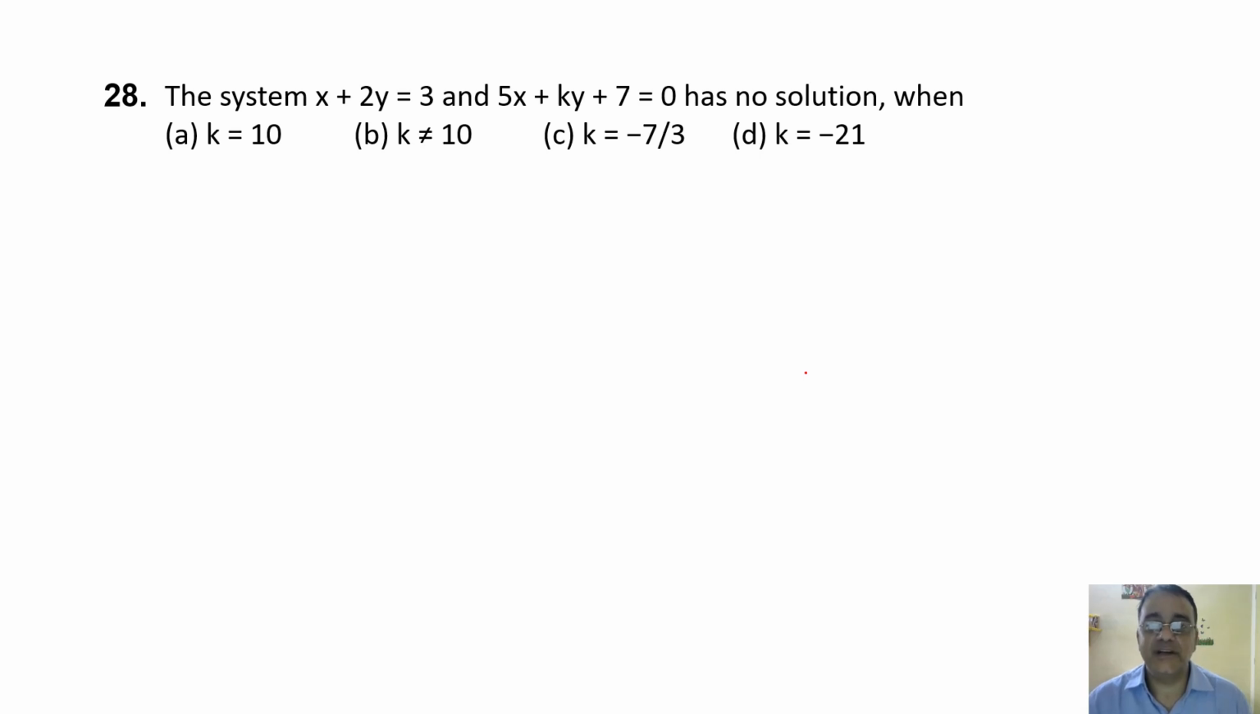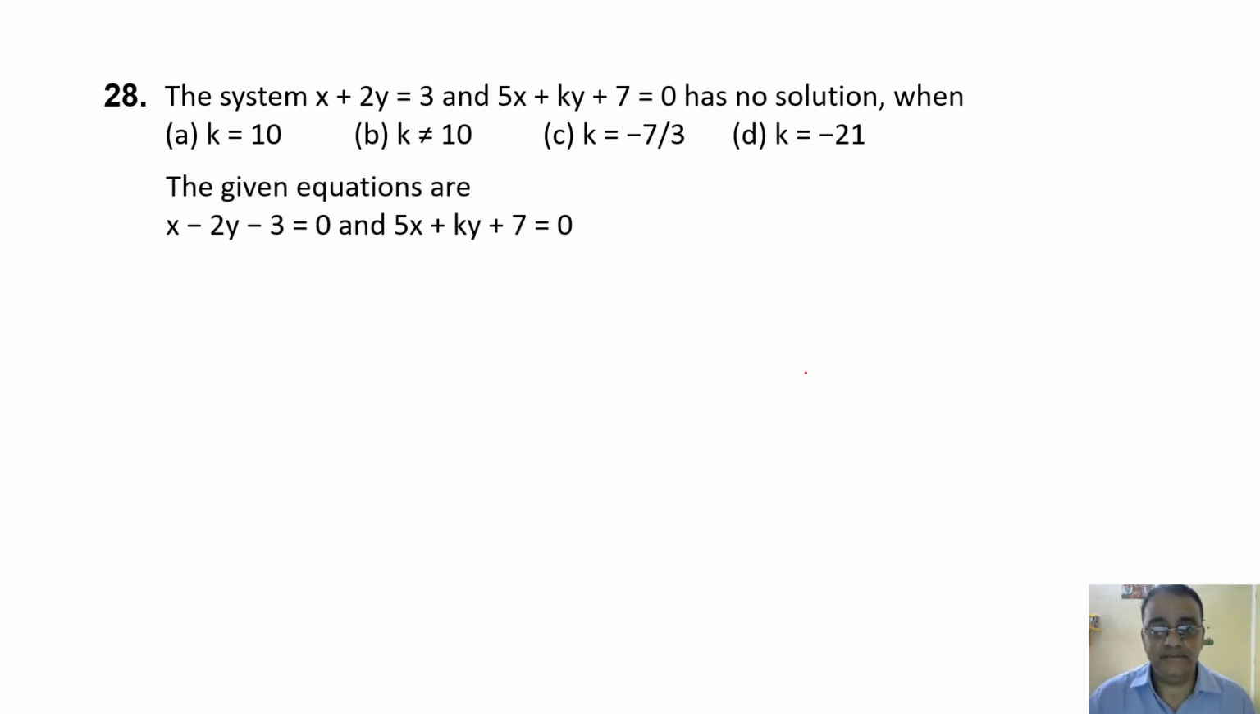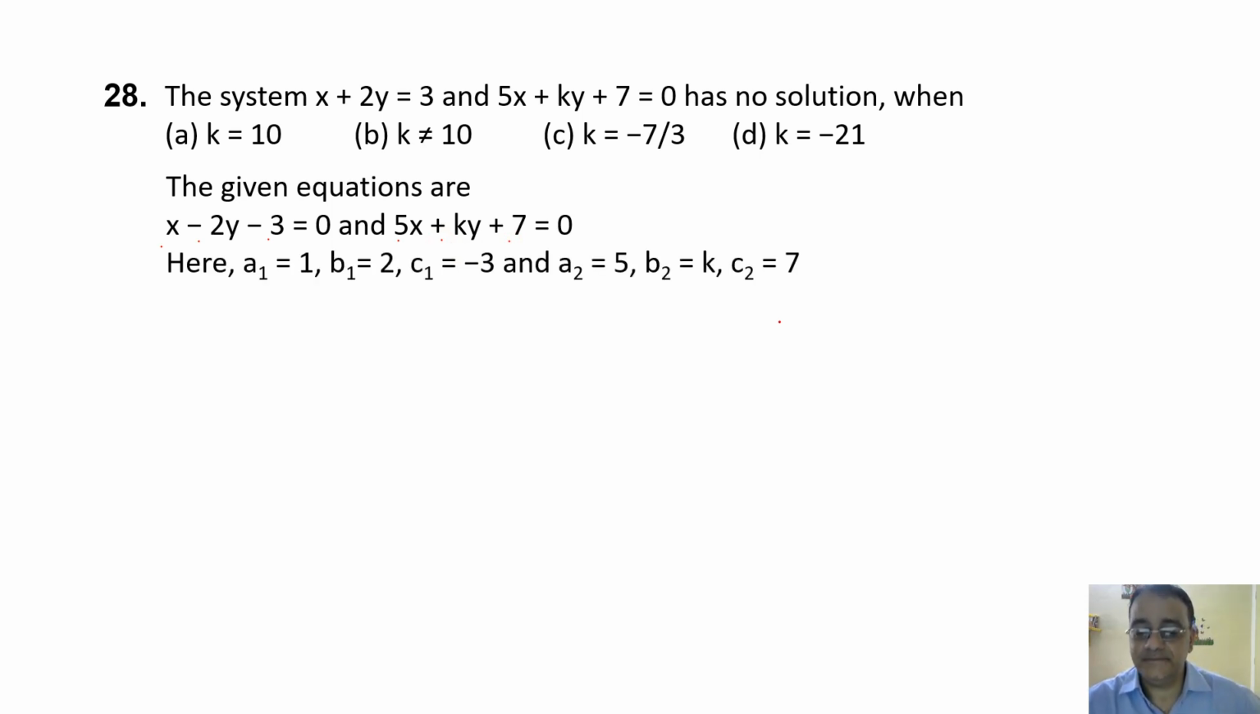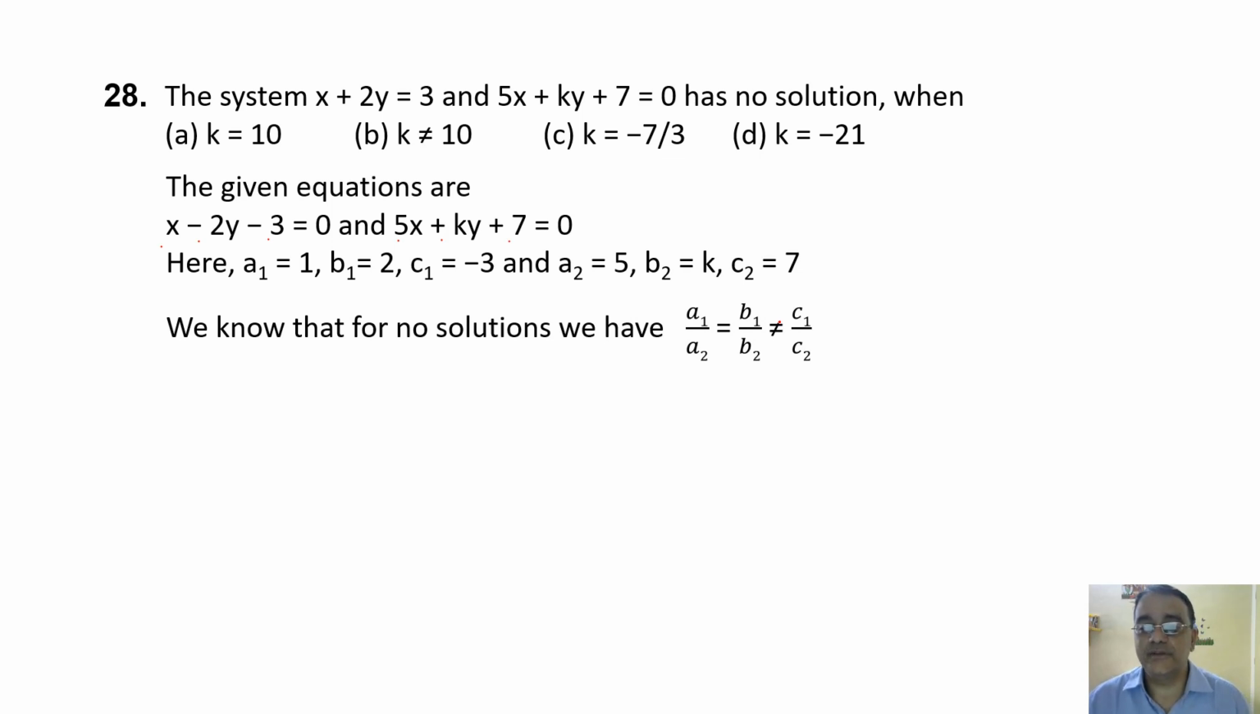The system x plus 2y is equals to 3 and 5x plus ky plus 7 is equals to 0 has no solution. When? So first we will write standard form. x plus 2y minus 3 is equals to 0, and the second one already is given in standard form. So a1 is 1, b1 is minus 2, c1 is minus 3, a2 is 5, b2 is k, and c2 is 7. Right. So what is the condition of no solution? a1 upon a2 is equals to b1 upon b2 is not equals to c1 upon c2. Very good.